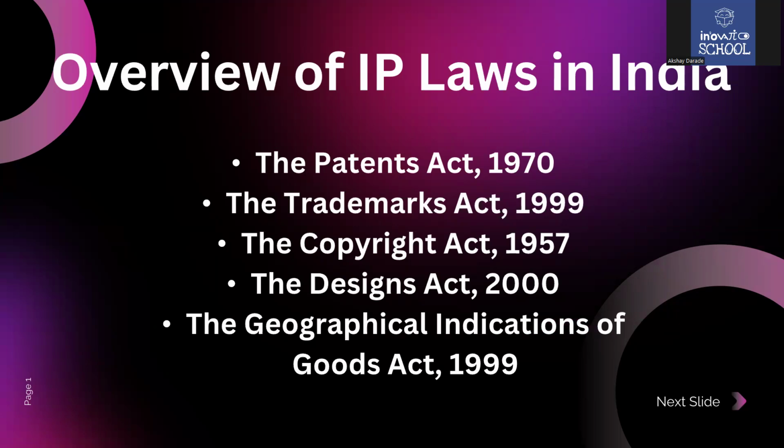The Copyright Act of 1957 deals with the protection of artistic and literary works, ensuring that creators can control the use and distribution of their work. The Designs Act of 2000 is concerned with the protection of industrial designs, preserving the appearance and aesthetic aspect of products. Lastly, the Geographical Indication of Goods Act of 1999. It protects products that are tied to specific regions or localities, like Darjeeling tea or Nashik grapes. These laws ensure that creators and businesses in India have the tools to protect their intellectual property from unauthorized use and infringement.